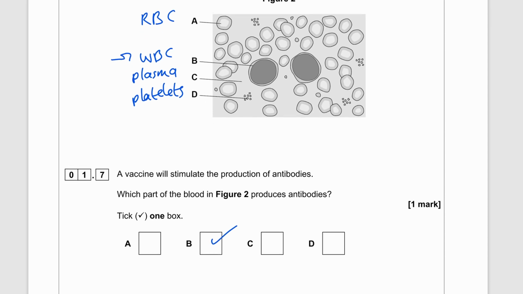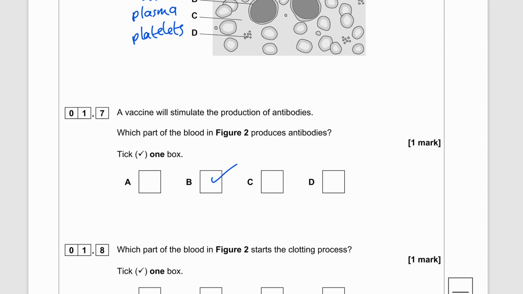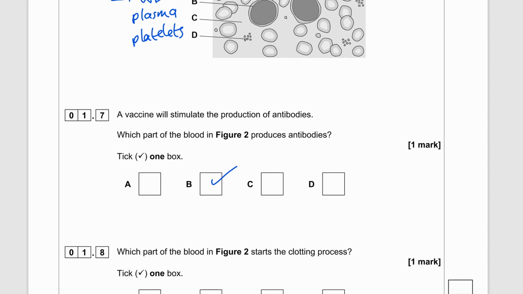Which part of the blood in figure 2 starts the clotting process? The part of the blood that starts the clotting process is those small fragments, which are the platelets, so it should be D.